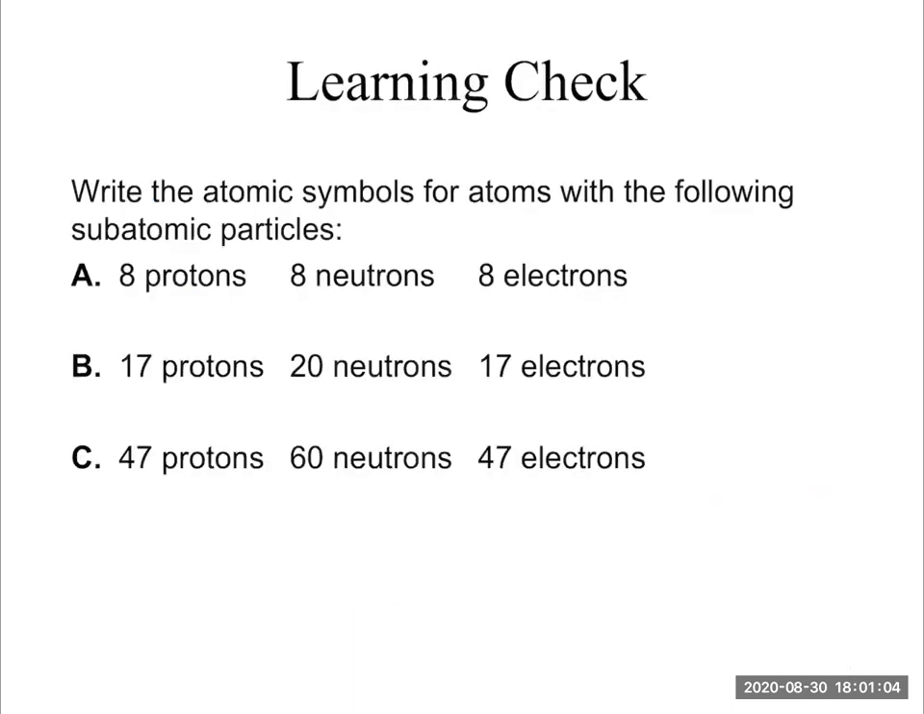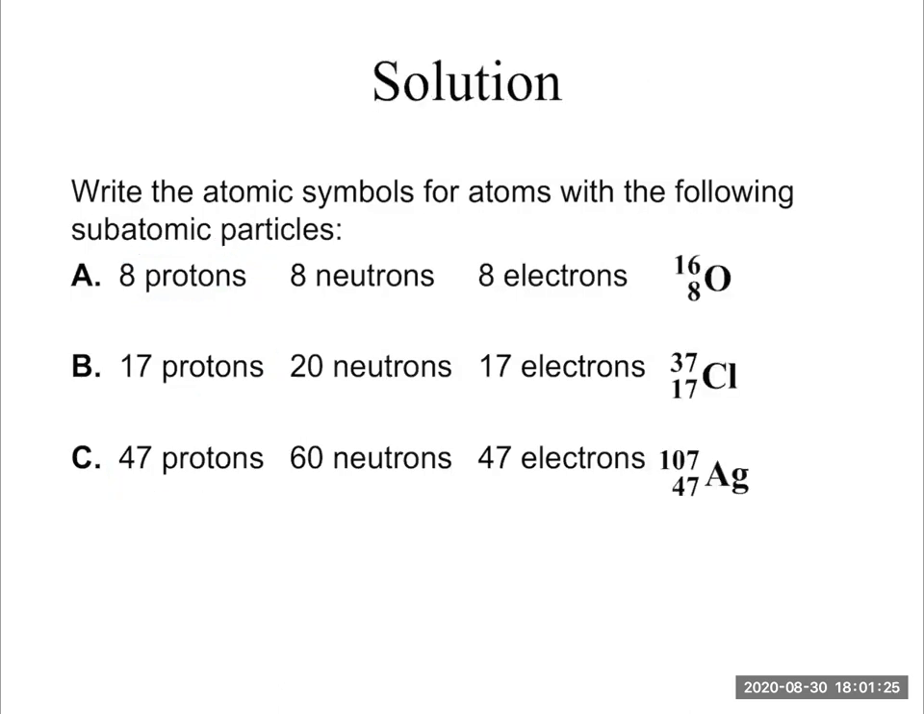Let's do another practice question before we dig more into that problem. Write the atomic symbol for atoms for each of the following subatomic particles. So you want to find out which one is 8, which one is 17, and which one is 47. That will give you the answer, and you want to make sure you write it like this.